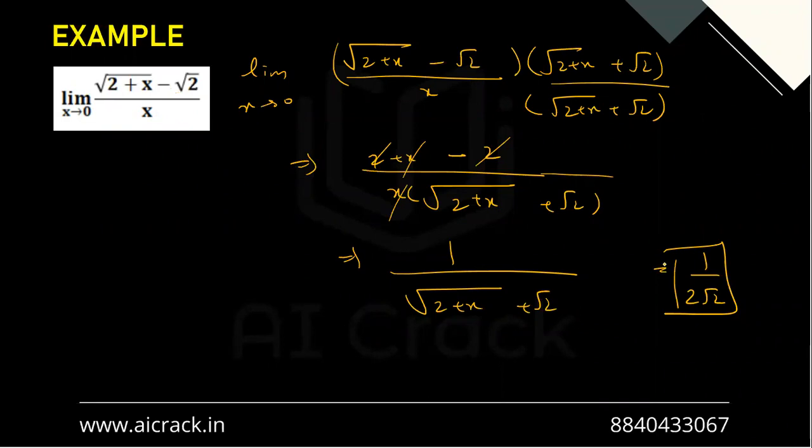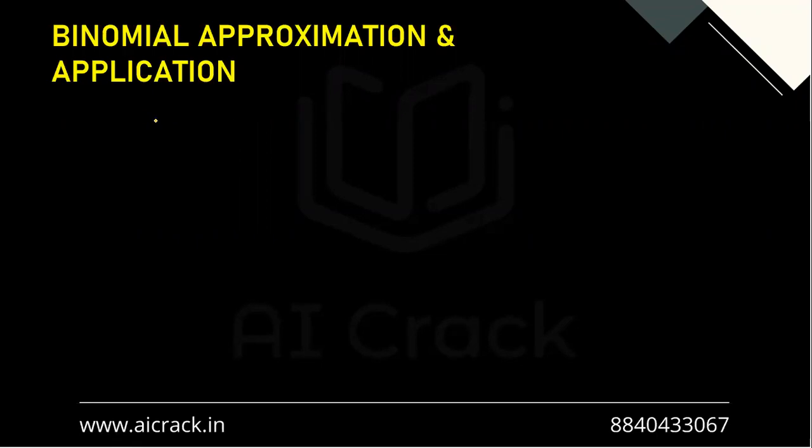Now let us try to understand the binomial approximation and its application. So basically, in case of limits, binomial approximation has various advantages and various applications. The definition says that (1 + x)^n is roughly equal to 1 + nx. We cannot say that it's exactly equal to, it's roughly equal to 1 + nx.